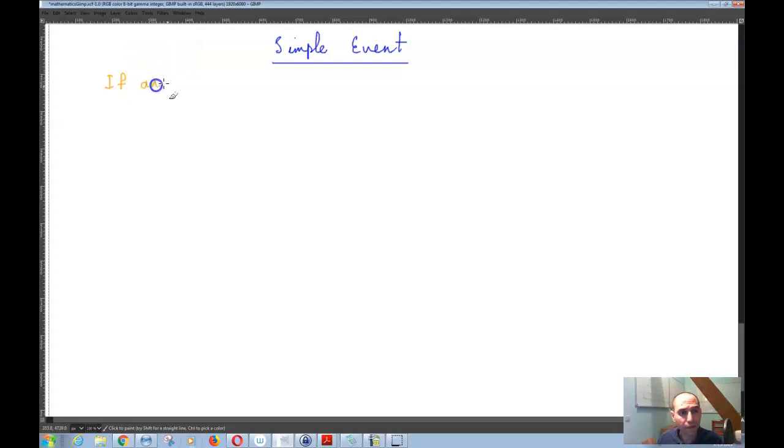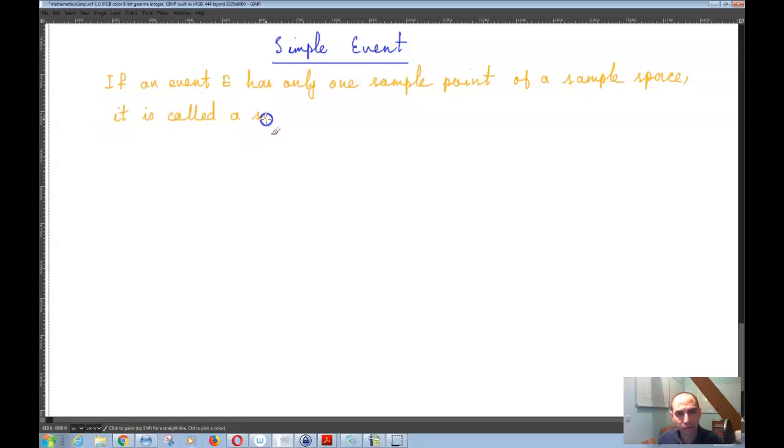If an event E has only one sample point of a sample space, it is called a simple or elementary event.